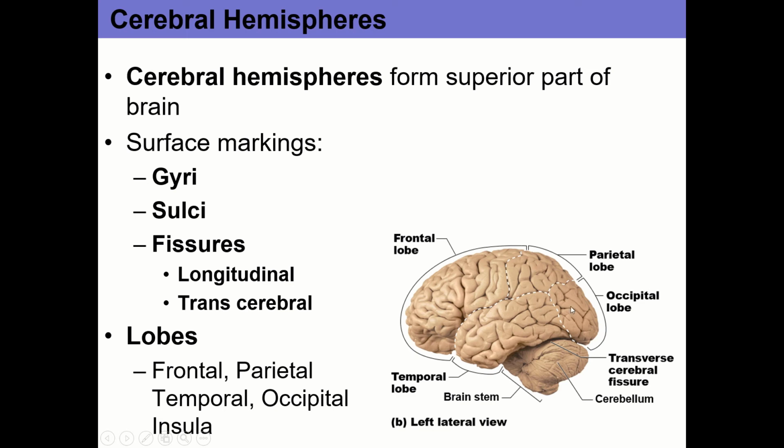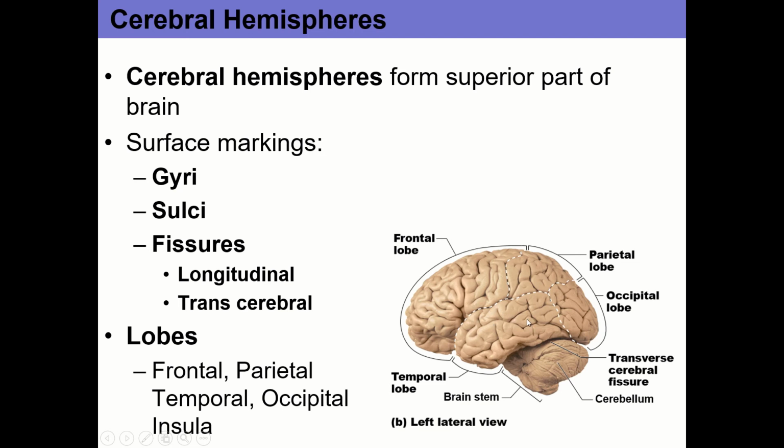Posterior and inferior to that, we have the occipital lobe. And then on the lateral aspect is the temporal lobe. And then deep to the temporal lobe is called the insula, so you can't actually see it on this view, again, because it's deep in some of these sulci.